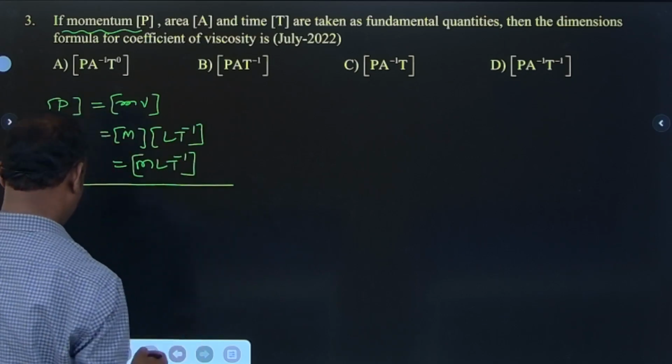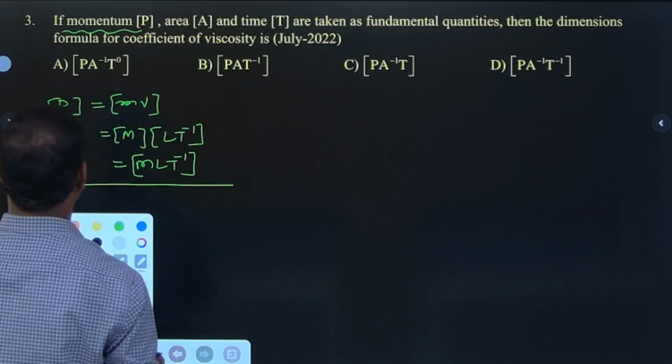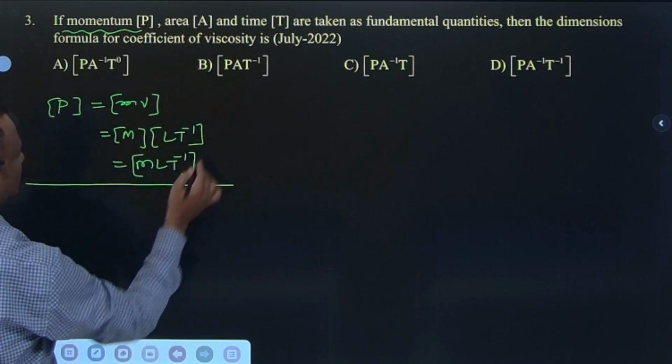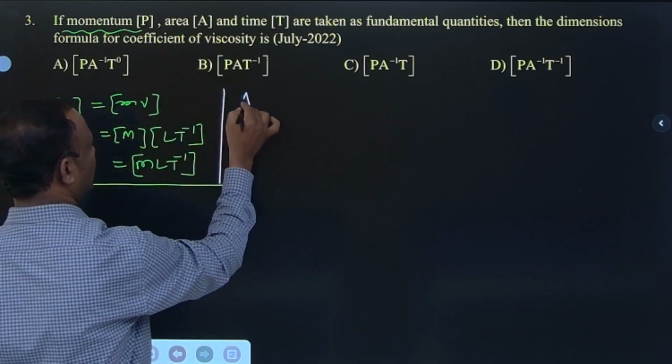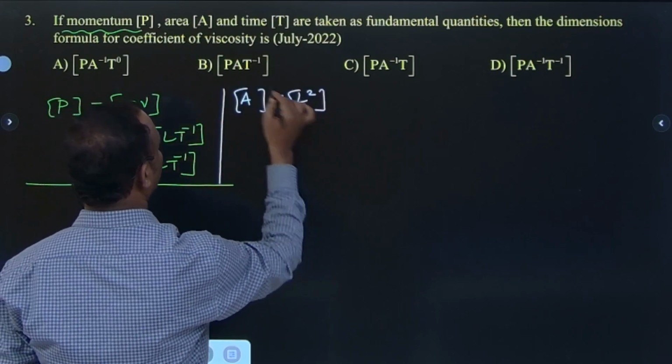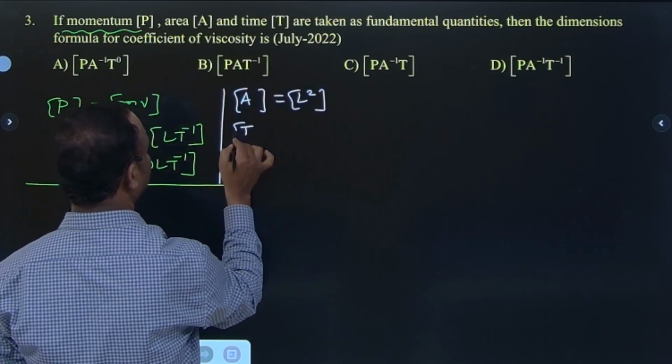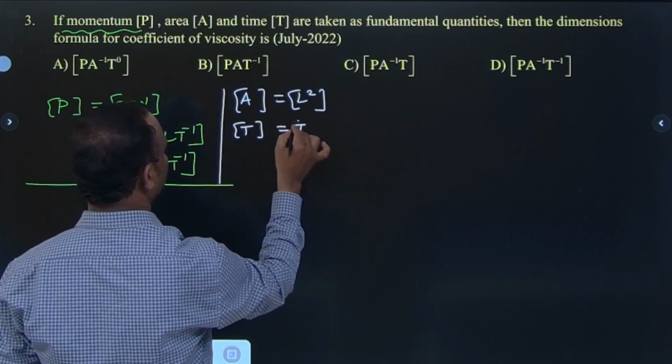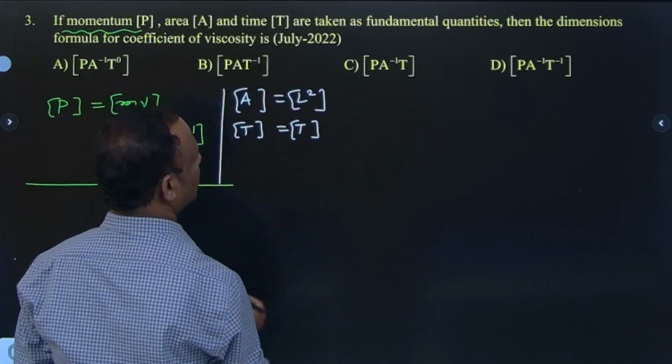Okay, so next I'm moving on. What is the dimensional formula of area? The dimensional formula of area is equal to L square. And the dimensional formula of T is equal to T only. Okay, next one.